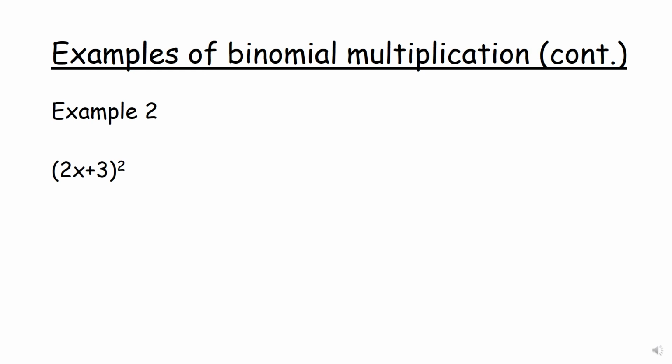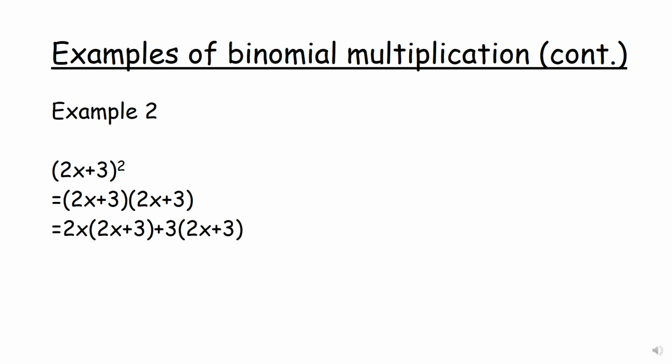Another example, given 2x plus 3 squared, this simply means 2x plus 3 times 2x plus 3. So multiplying this binomial expression gives you 2x times 2x plus 3 plus 3 times 2x plus 3. Expanding this gives you 4x squared plus 6x plus 6x plus 9, which gives you 4x squared plus 12x plus 9.